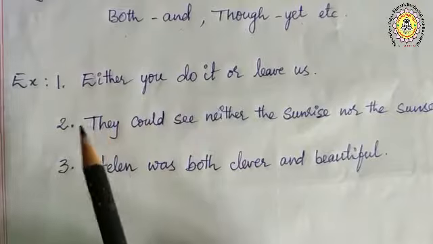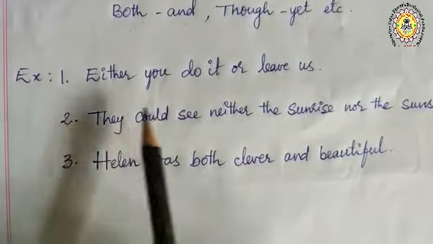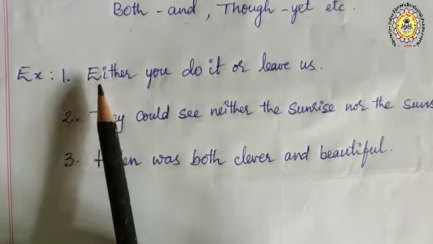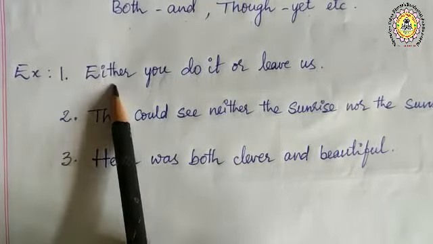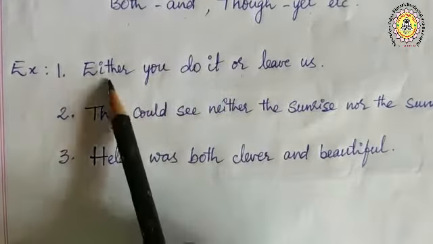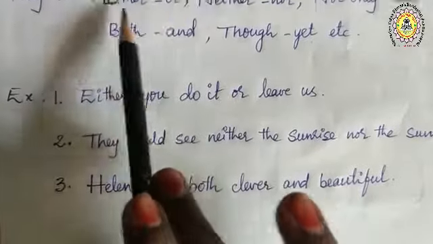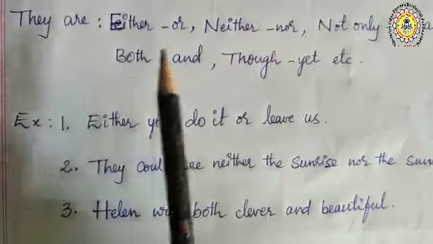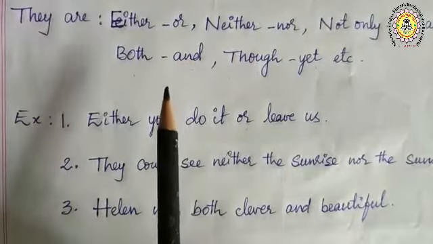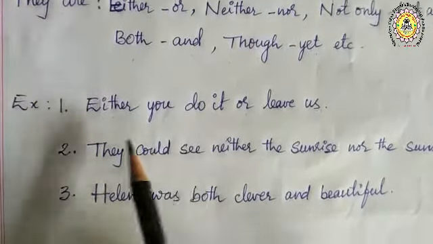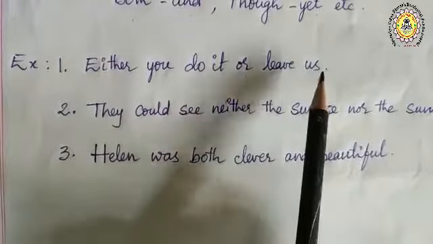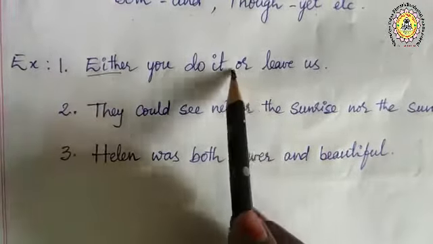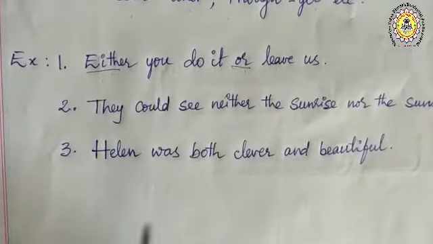So let us see our first example. Either you do it or leave us. Here either is a correlative conjunction. With either we use or. So either or is used here as I said. Either or is a pair of words, so either and or are used as a pair. So here either you do it or leave us has a correlative conjunction, either or. So we must use them in a pair.